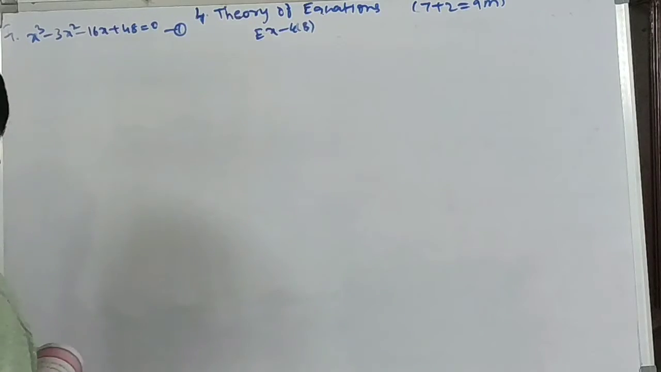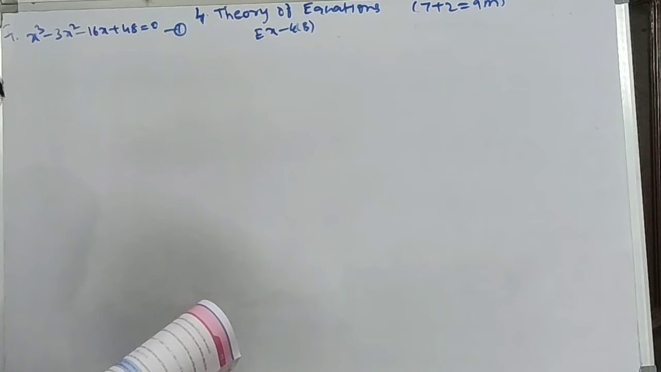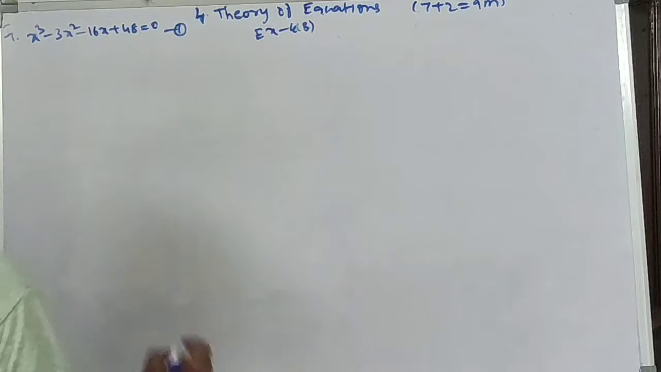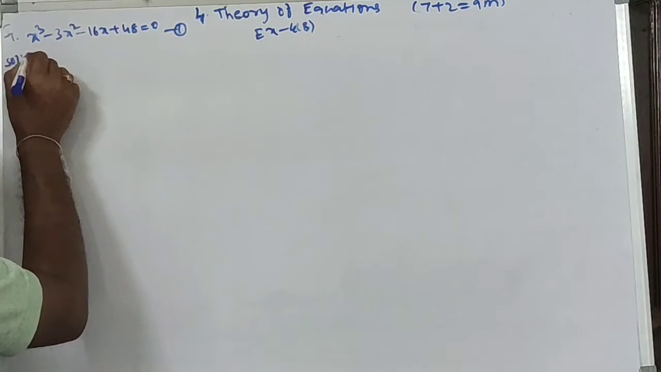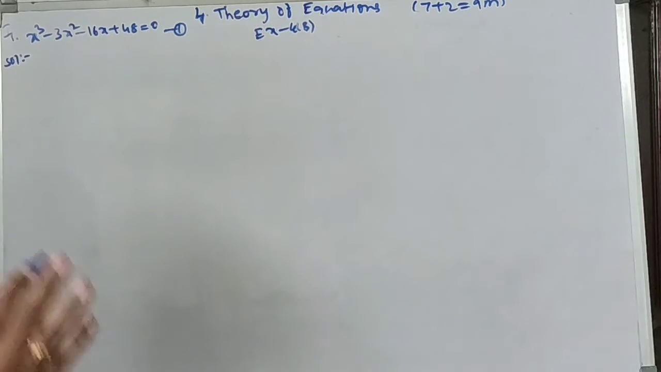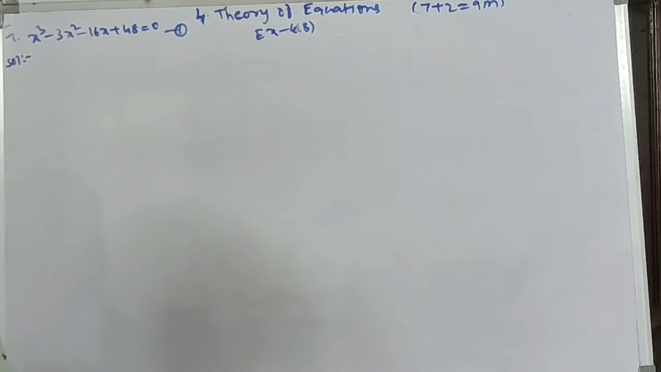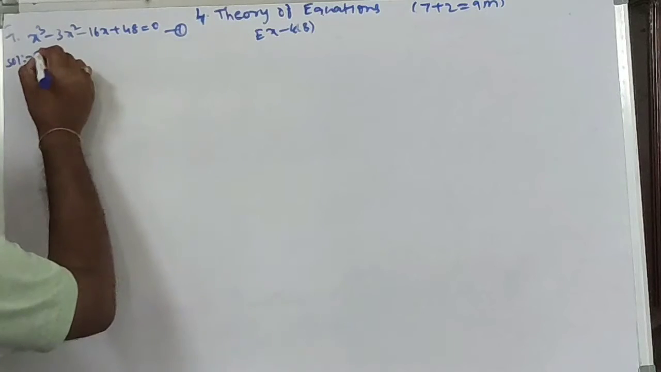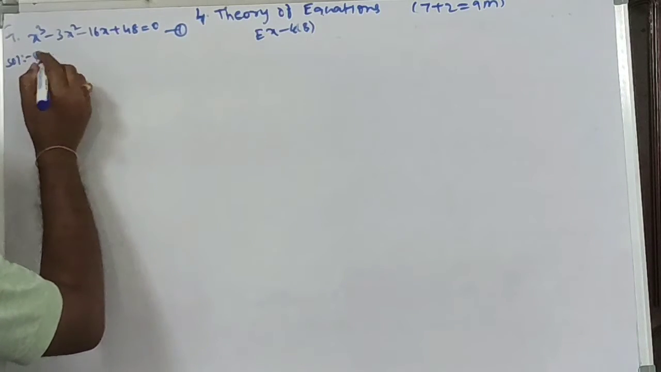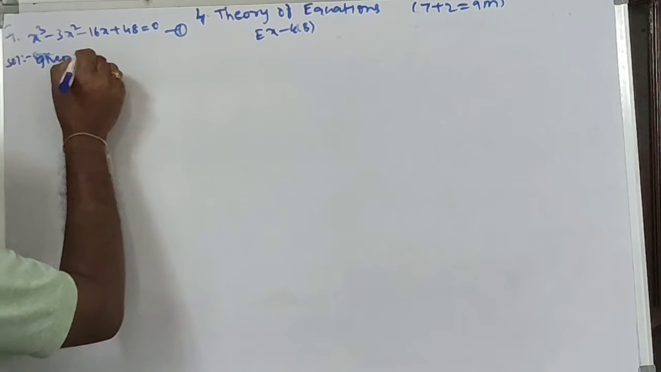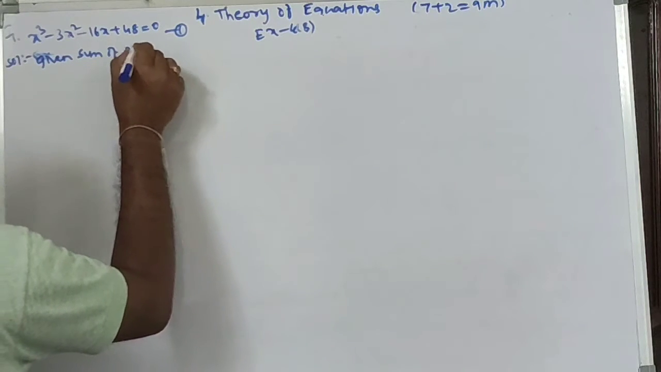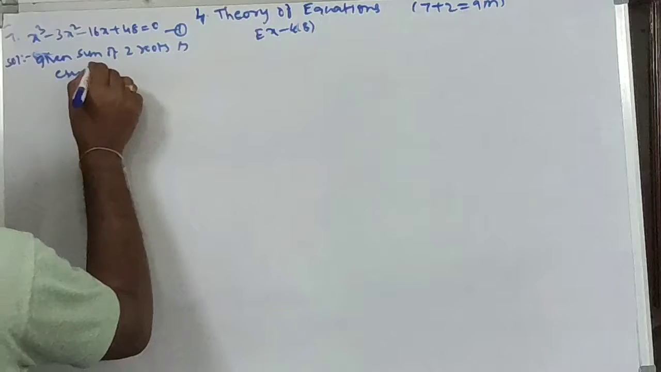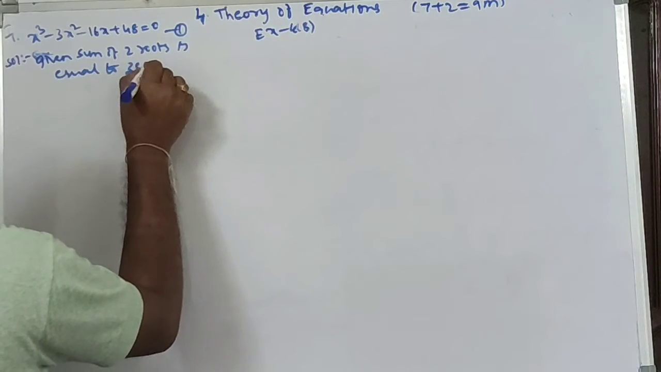And given that the sum of two roots is equal to 0. How many roots does it contain? 3 roots. Sum of two roots is equal to 0.